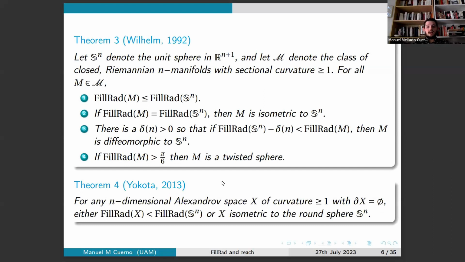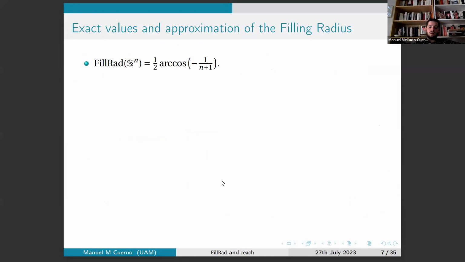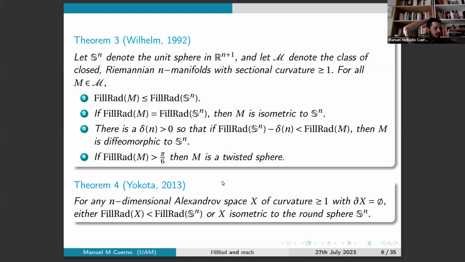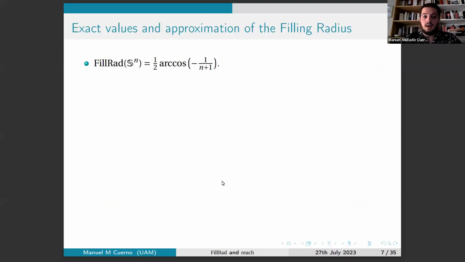In 2013, Yokota proved more or less the same result as Wilhelm, but in the case of Alexandrov spaces. Lastly, it's not on the slides, but there are two last results. One is due to Nabutovsky, and another is due to Facundo Mémoli in the context of topological data analysis, who used the filling radius for some computations. Now, the filling radius is a hard invariant because it is very difficult to compute. We only know the exact value of the filling radius of the sphere.